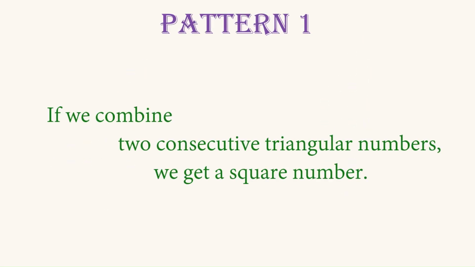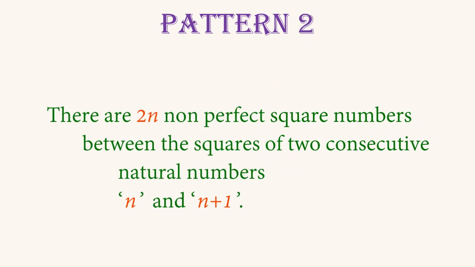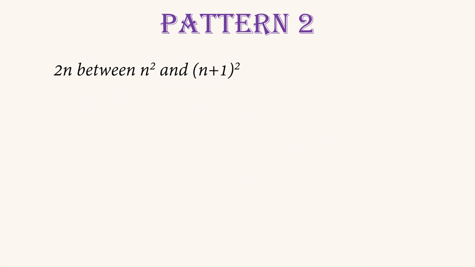Coming to the next pattern, non-perfect square numbers between the square of two consecutive natural numbers n and n plus 1. We'll understand this with help of an example. Let us take n equal to 3. N square means 3 square, that is 9. N plus 1 square means 4 square, which is nothing but 16.